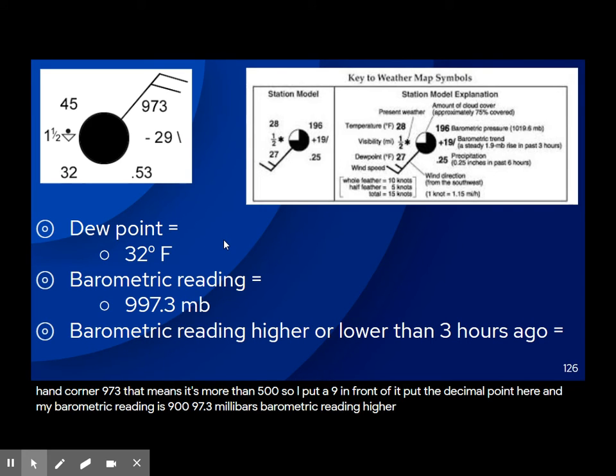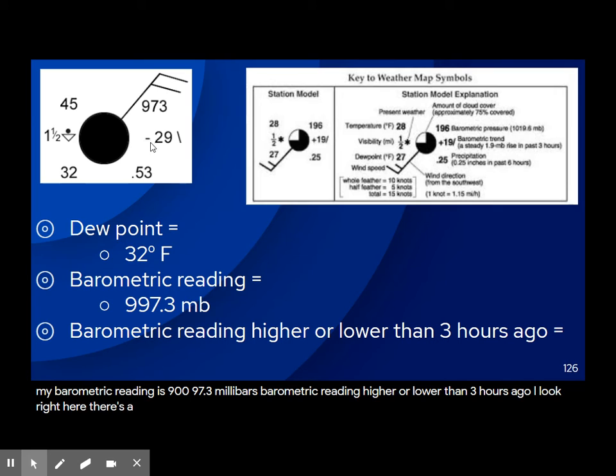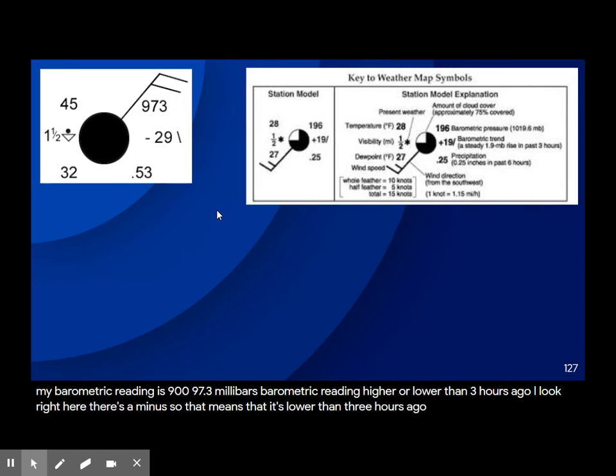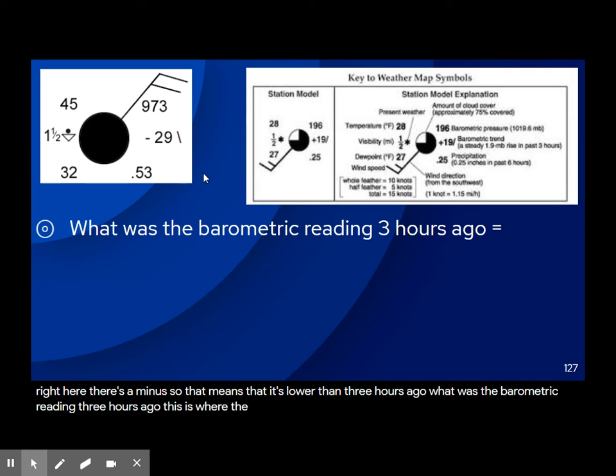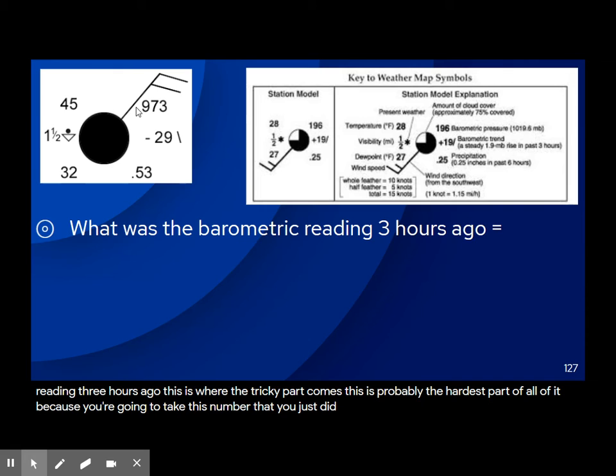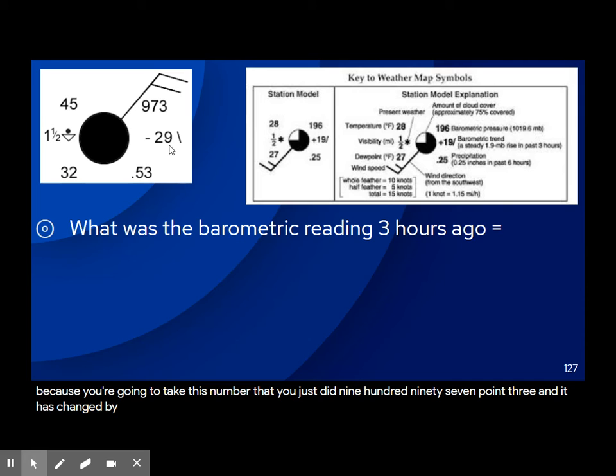Barometric reading higher or lower than 3 hours ago. I look right here, there's a minus, so that means that it's lower than 3 hours ago. So what was the barometric reading 3 hours ago? This is where the tricky part comes. This is probably the hardest part of all of it, because you're going to take this number that you just did, 997.3, and it has changed by 2.9. It's gone down by 2.9.